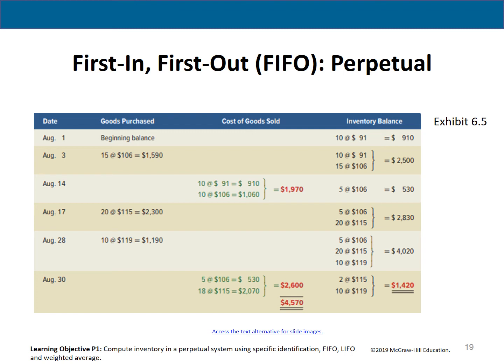Now we have 5 that cost $106. So we still have the 5 from the last purchase. We still have the 20 that cost $115, and now we added 10 more that cost $119. So if you multiply those out and add them together, you'll get your total inventory. But it's important we keep details from oldest to newest.